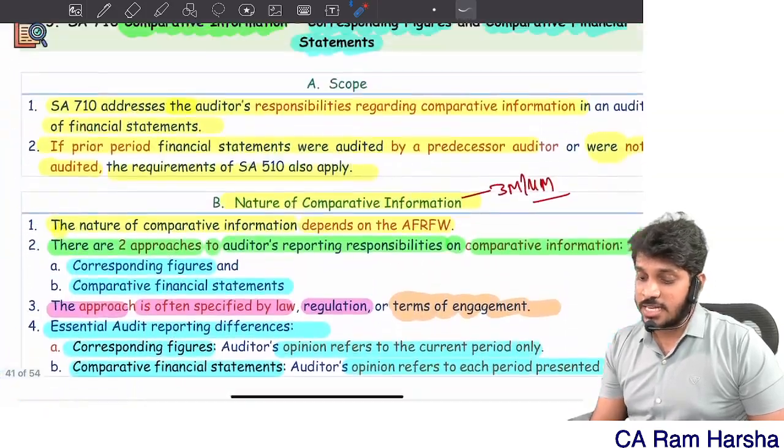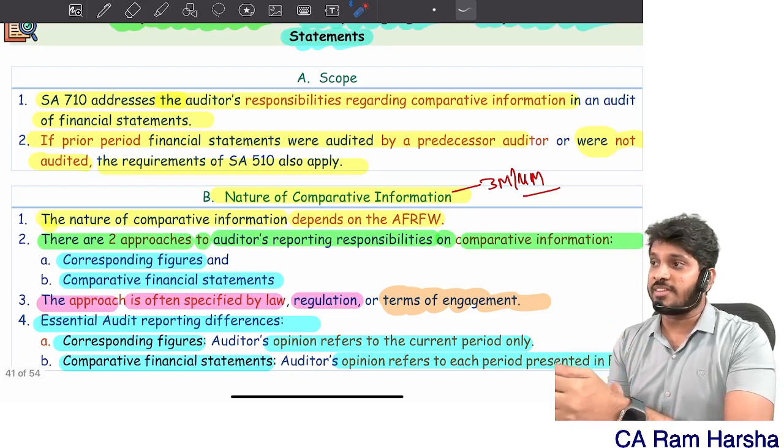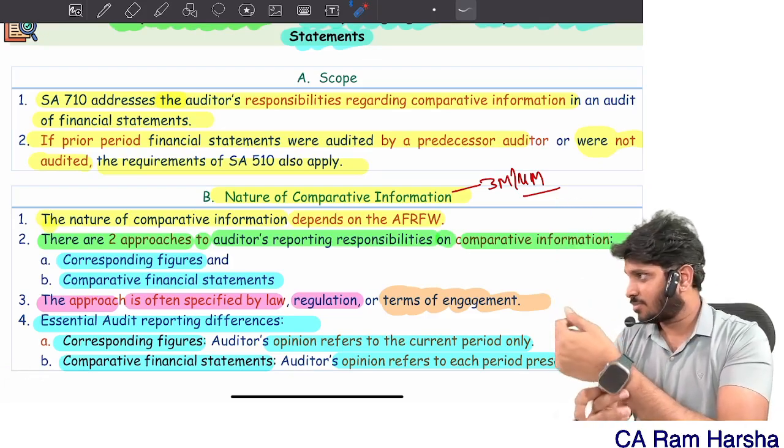So 710 is completed. Confident everybody? That's it. We'll take a 5 minutes gap and then we'll go to 700 and finish the 700 standard. Okay, that's it.